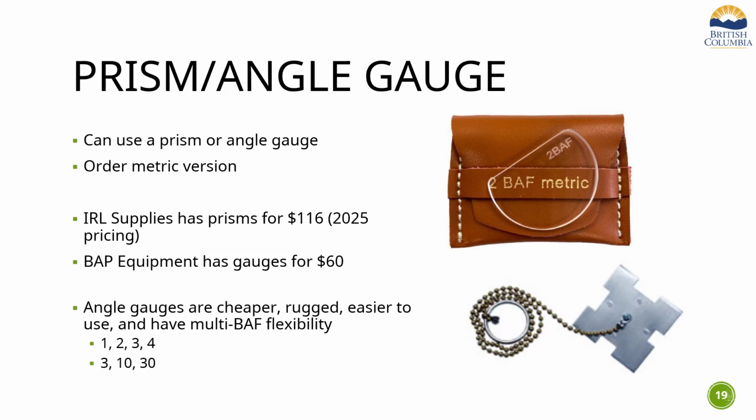You can buy one that has a BAF of 3, 10, and 30, or you can buy an angle gauge with BAFs of 1, 2, 3, and 4. If you bought both of those, it'd end up being the same price as a single prism, and you'd get 6 BAFs, which would cover most silviculture surveying situations on the coast.